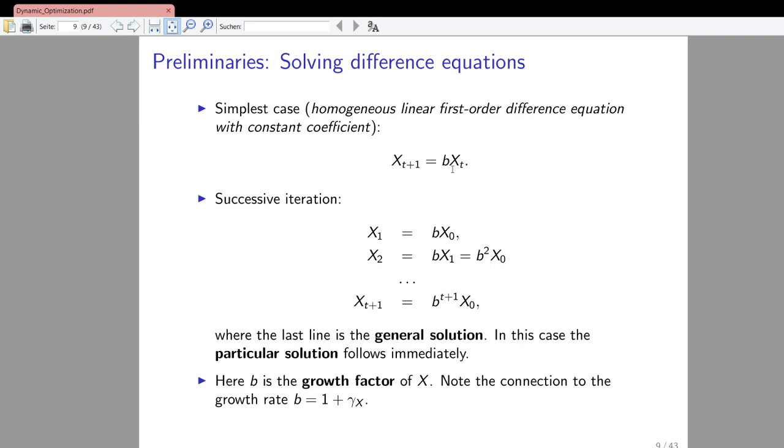And actually in this case the solution is even easier than in continuous time, because we can get to the solution by successive iteration. We don't need to take integrals or derivatives or logarithms here. And the reason is again that the variable is not defined in continuous time, so therefore the integral would not be defined over time. Now successive iteration is that we take the first value x sub 1, which according to this equation would be b times x0 if this equation is fulfilled. And so we can calculate every value for x for any given point in time.